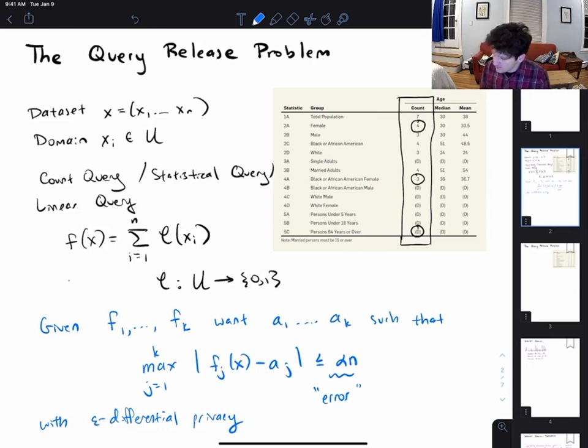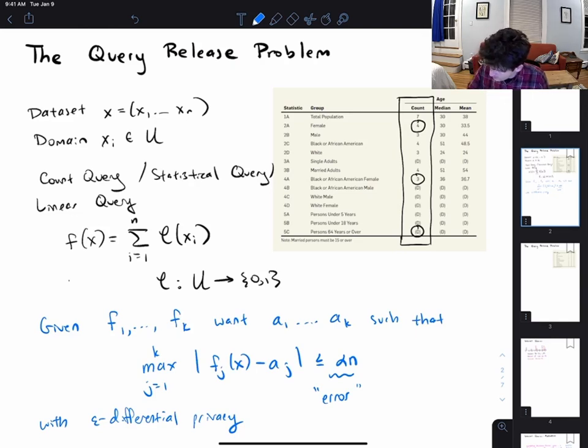This problem has gotten a lot of attention and has driven a lot of the advances in the field. A lot of the advances can be thought of as coming from studying this problem and trying to find algorithms that give us answers with less error.